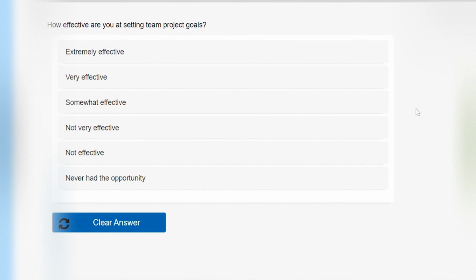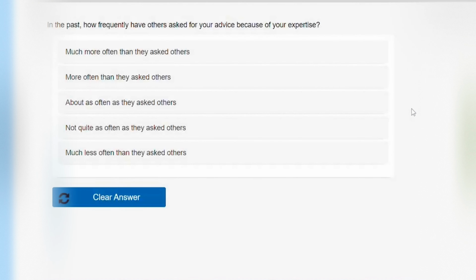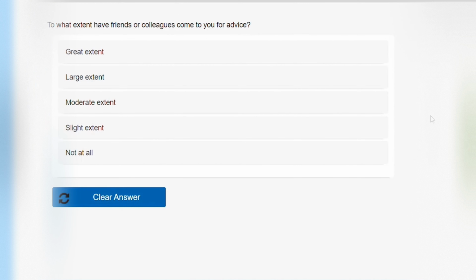How effective are you at setting team project goals? Again, avoiding the extremes, I would pick very effective. Avoiding the extremes again, how often do you spend time putting together a strategy to accomplish goals? Again, avoiding the extremes, pick often. In the past, how frequently have others asked you for advice? Same, avoid the extremes and pick the good answer, which is more often than they asked others. Number 8, to what extent have friends or colleagues come to you for advice? Avoid the extreme and pick the good answer, large extent.